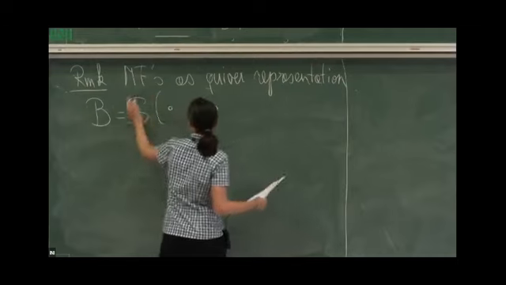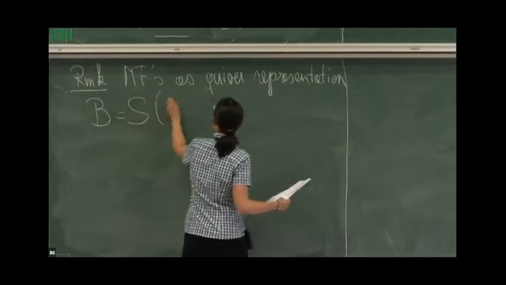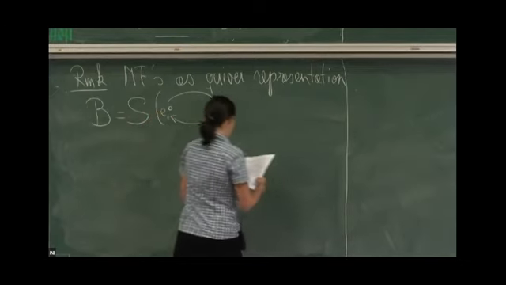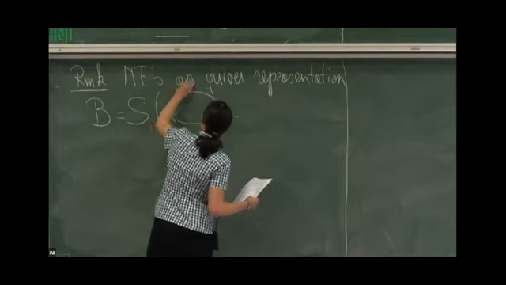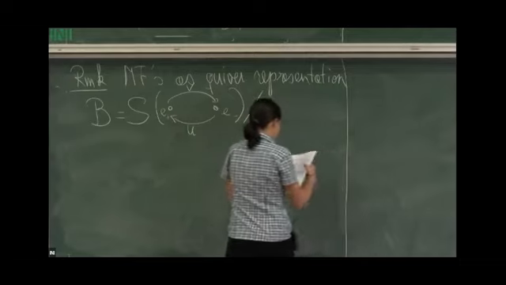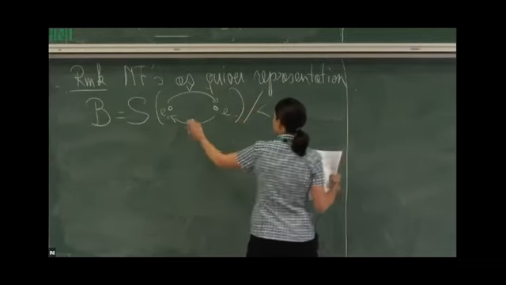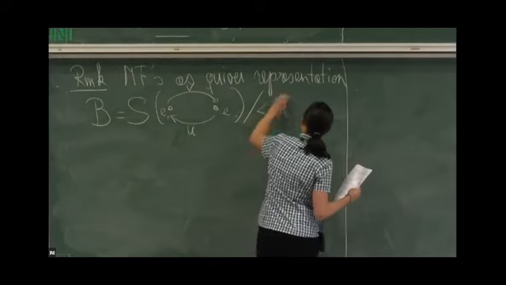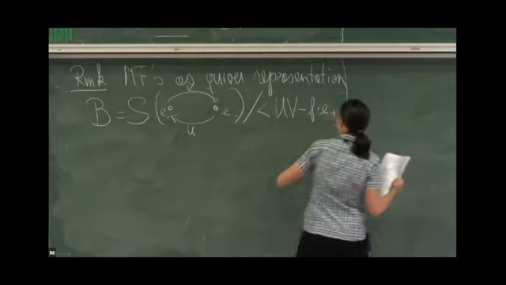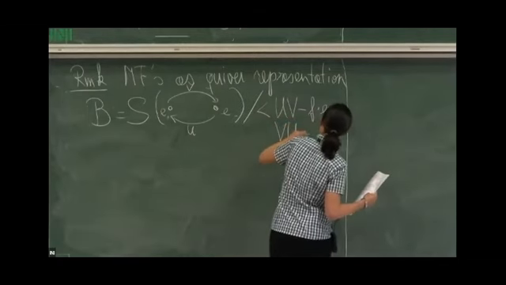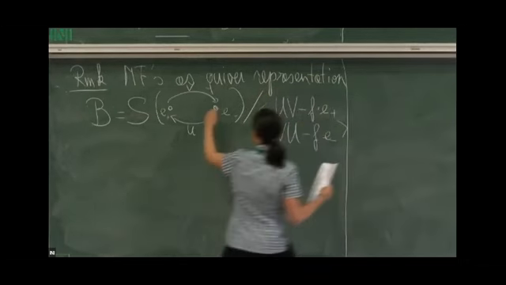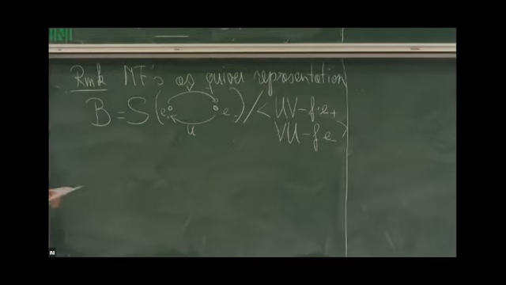So instead of over a field K, you do this over the ring S with two vertices, E plus and E minus, and we have two maps, V and U, and you have a bunch of relations. The relations we have here are UV minus F times E plus, and VU minus F times E minus, and then you want that these are the idempotents, so you need those relations as well.